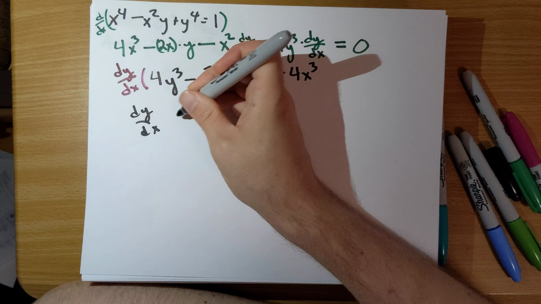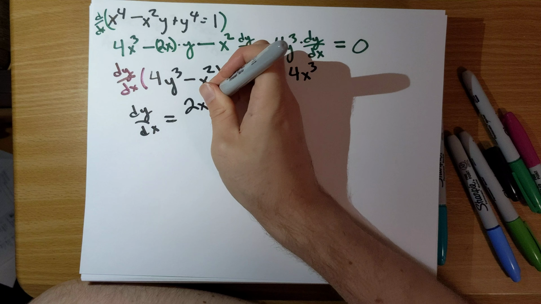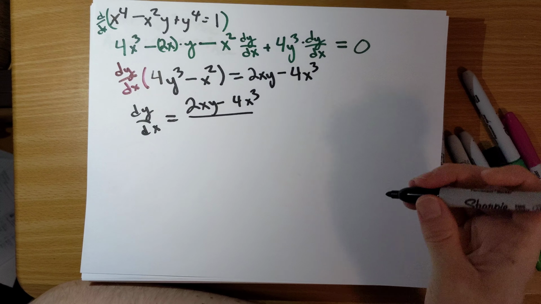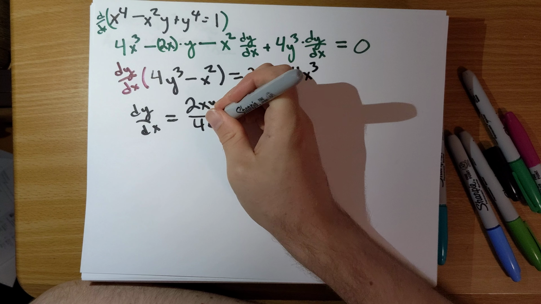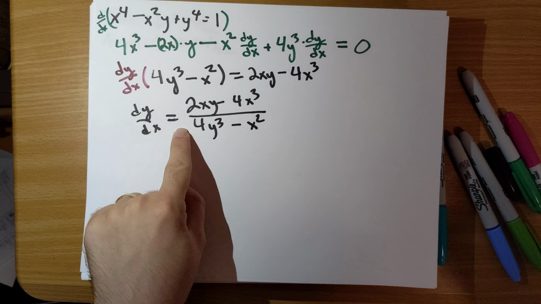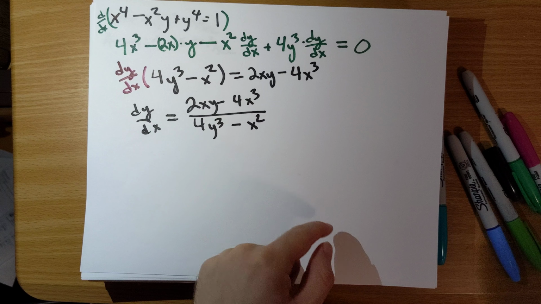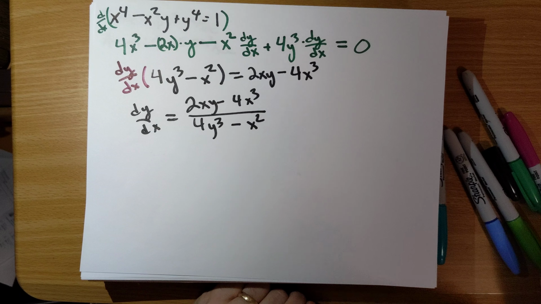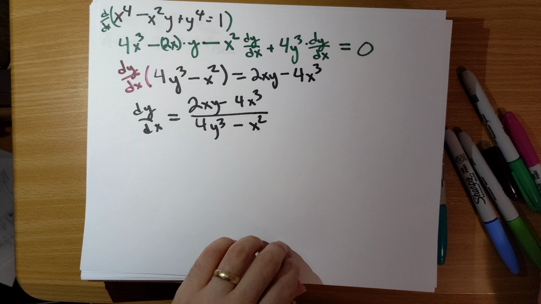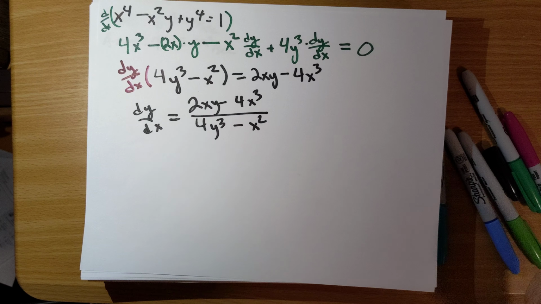And so dy dx is equal to 2xy minus 4x cubed, all over 4y cubed minus x squared. This is dy dx. This answers part A of our question. We found dy dx at a general point on the curve. For part B, find the equation of the line tangent to the curve at the point -1, 1.